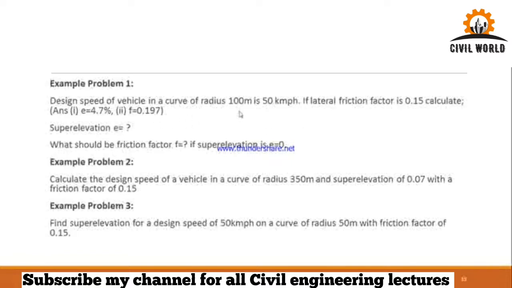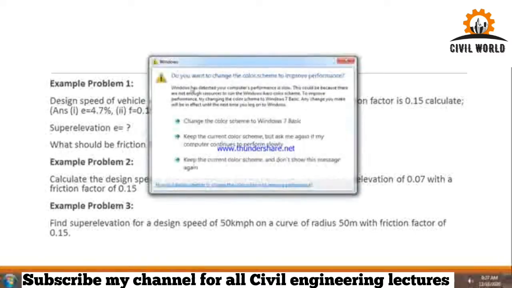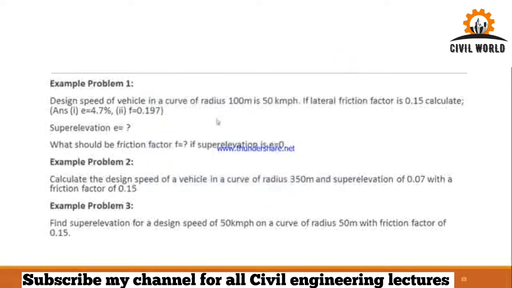So in this question we have radius, speed, and friction factor, and the answer has been given to you. So superelevation can be determined by V square by Rg minus F, because in the equation the remaining parameters are known. The only thing which you need to determine is superelevation. Just put in what you already have, and the thing which you need to determine will automatically be determined. In the second case, what should be the friction factor if superelevation is 0? In the same equation, if you put superelevation equal to 0, the friction factor will be determined, because that will be the only parameter left which you will need to determine.